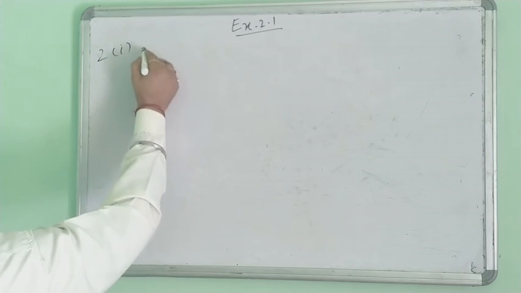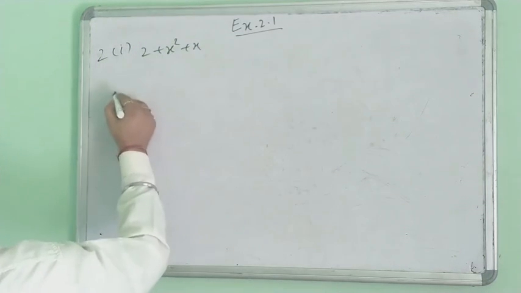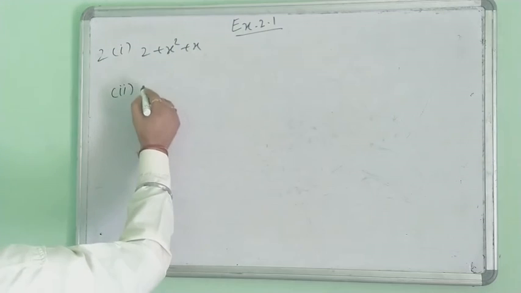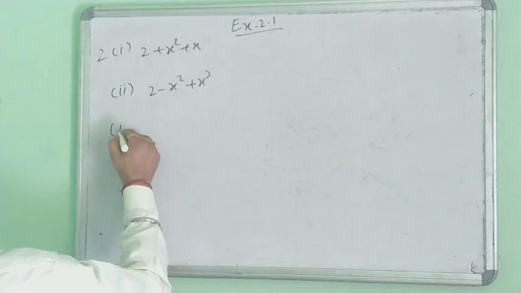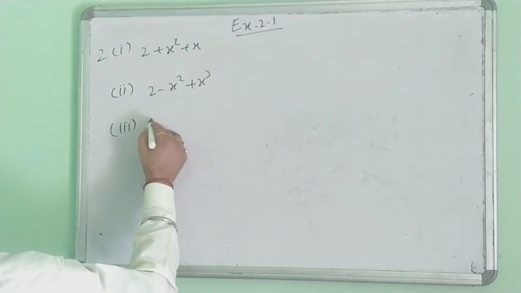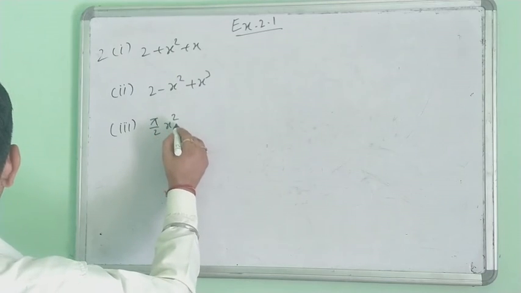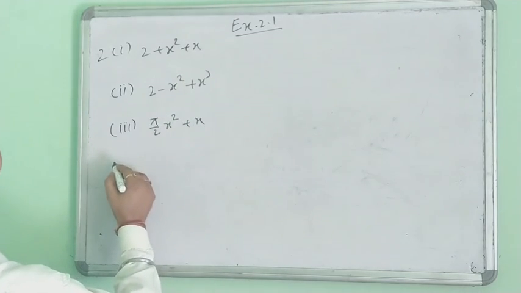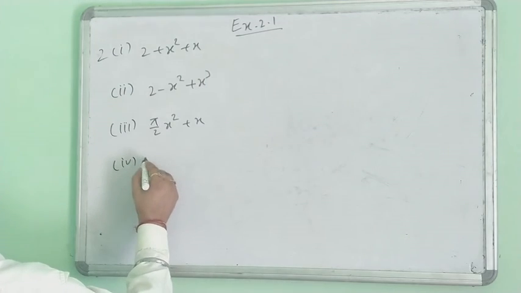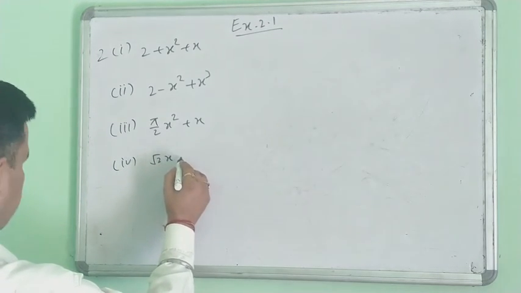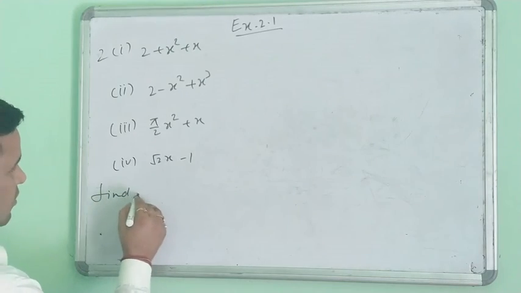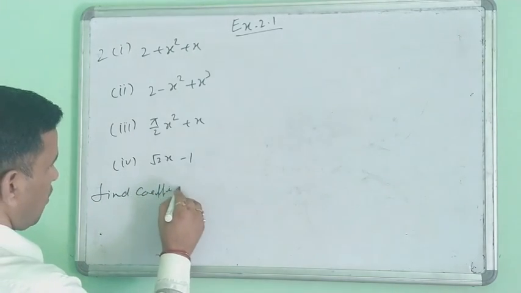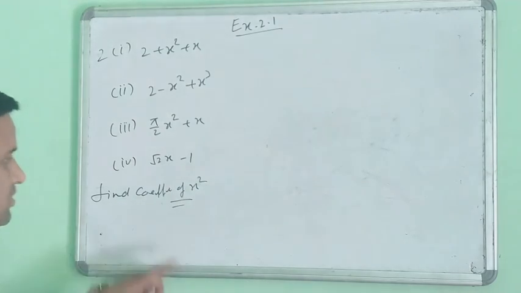2 plus x square plus x. Second part here, 2 minus x square plus x cube, and third part here, pi upon 2 x square plus x, and fourth part here, root 2 x minus 1. So what do you write here? The coefficient of x square. That is what you will find here.